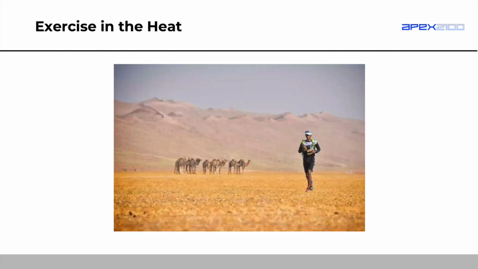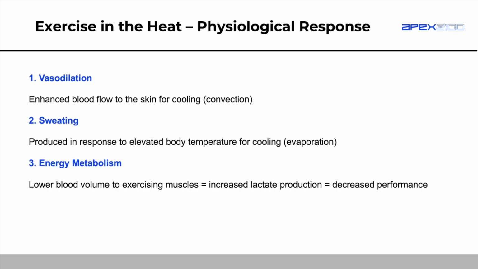Now, we've already spoken a bit about exercise in the heat, but we're going to revisit it again just quickly. So in terms of the physiological response, what actually happens to our body when we're exercising in the heat? The first thing is vasodilation. So there'll be enhanced blood flow to the skin to cool down through this convection process. So that's why you get your red face, because you're getting more blood coming to the skin to cool down from the air. Number 2 is sweating. So sweat will be produced in response to an elevated body temperature for cooling through the evaporation process.